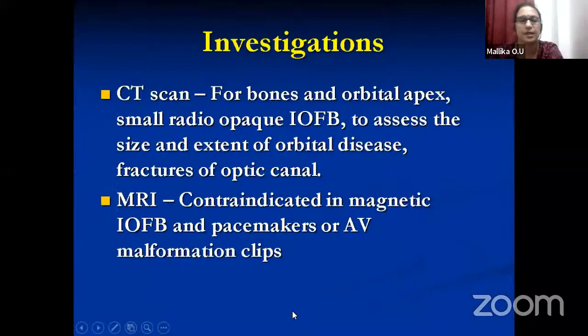Other investigations like CT scan and MRI are also important. MRI is contraindicated, especially in patients with a history of injury while welding or in a workshop, where you are suspecting an intraocular foreign body that may be an iron foreign body. Magnetic foreign bodies are contraindications for MRI. In such situations, you have to ask for a CT scan.